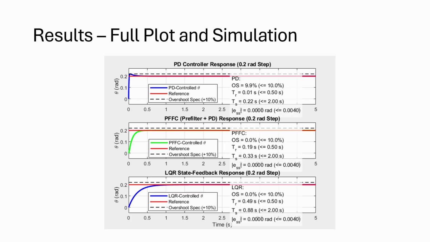So this shows that depending on your situation, if you want to rapidly reach your goal, the PD controller might be the better option. Somewhere in between would be the PFFC. And if your goal is just to come as close as possible to the goal with no overshoot, the LQR is going to be your best option.